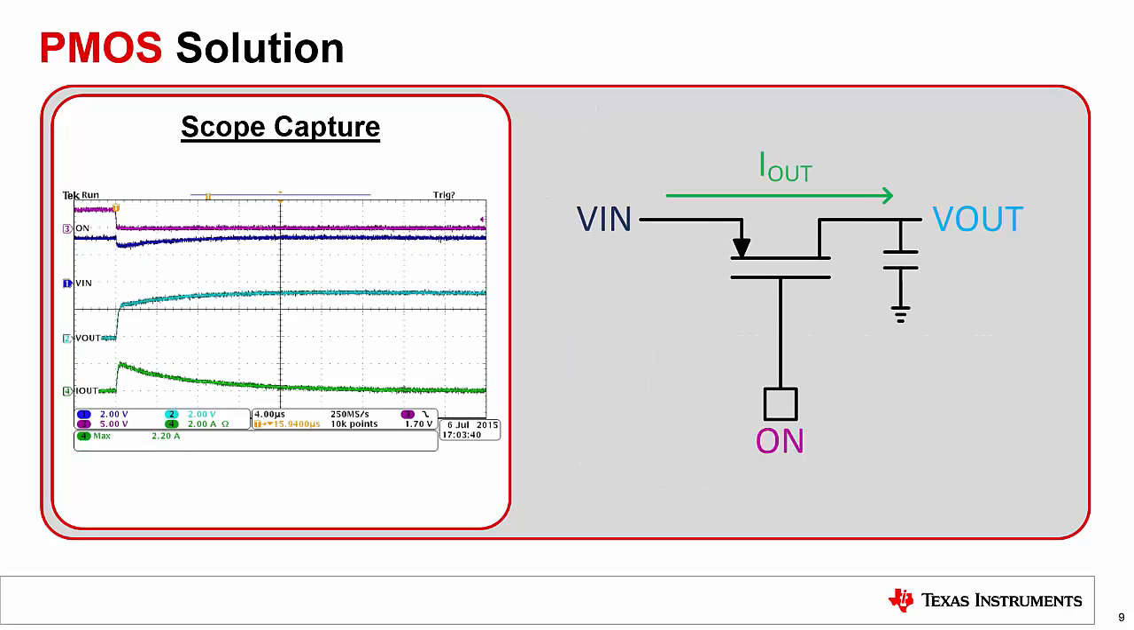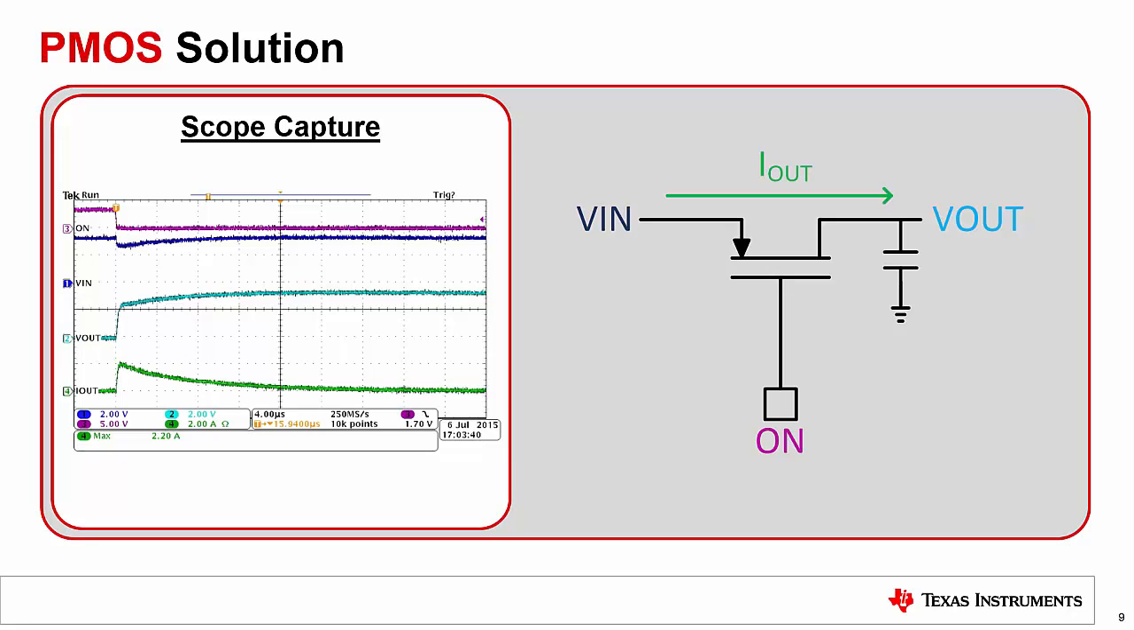For the following scope shot, each trace is labeled as well as color-coded with the diagram on the right. Starting at the top, we have the voltage on the on pin, the voltage on Vin, the voltage on Vout, and the current through the FET. For this example, a 4.7 microfarad capacitance is put on Vout.